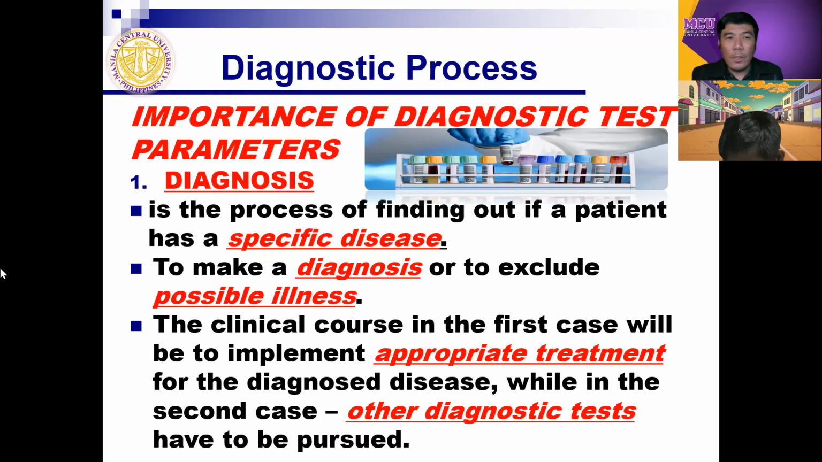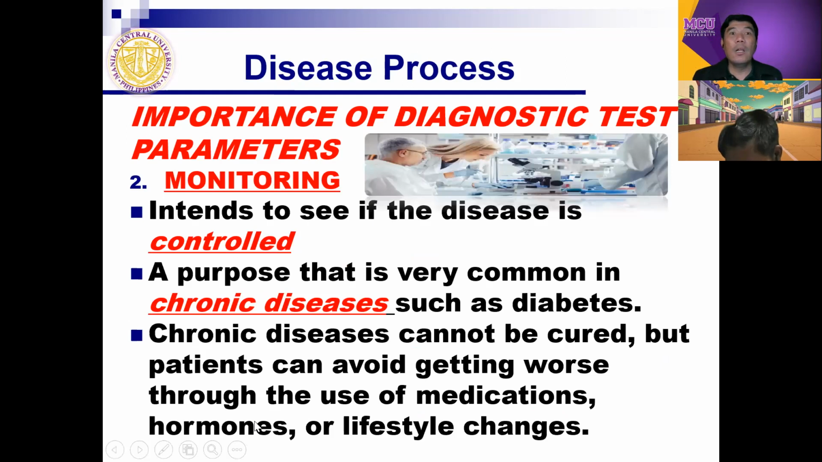Okay, number two. Other than the diagnosis, we may have the monitoring. Usually, for diagnostic test parameters, we take into consideration some of the diseases that are chronic, some that are comorbidities, and some that are uncontrolled. So what do we mean by that? There are some situations na when a person has been diagnosed, it needs to be controlled, either by diet, by medication, by change in lifestyle, or a specific therapy.